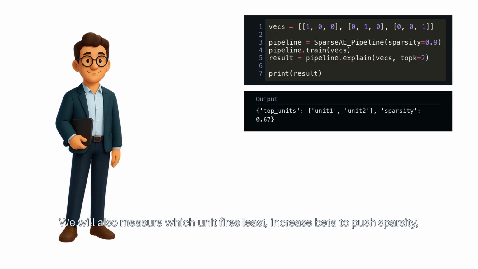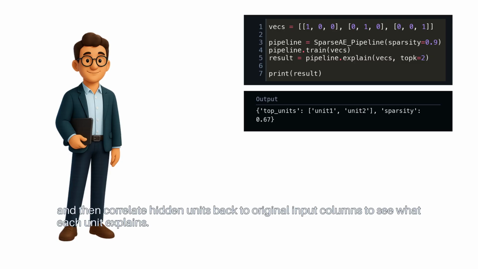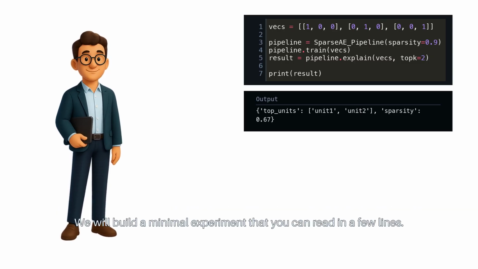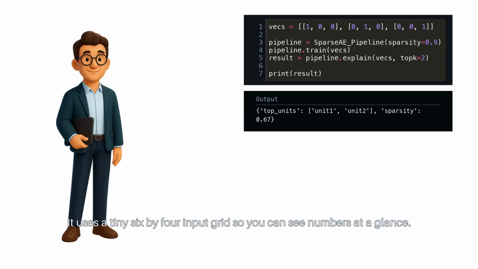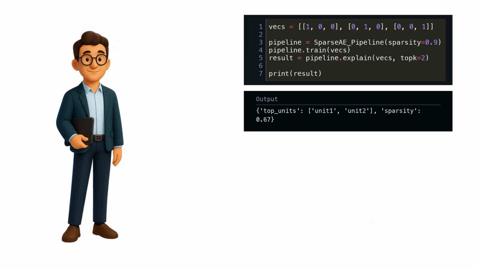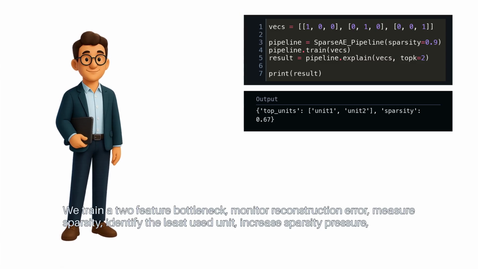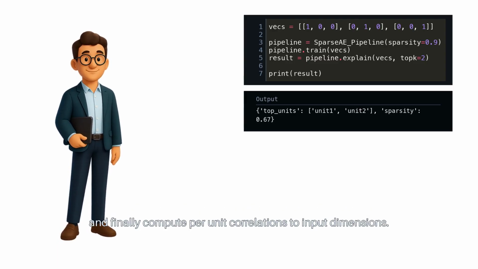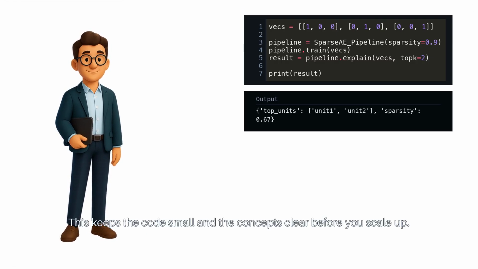Increase beta to push sparsity, and then correlate hidden units back to original input columns to see what each unit explains. We will build a minimal experiment that you can read in a few lines. It uses a tiny 6x4 input grid so you can see numbers at a glance. We train a 2-feature bottleneck, monitor reconstruction error, measure sparsity, identify the least used unit, increase sparsity pressure, and finally compute per unit correlations to input dimensions. This keeps the code small and the concepts clear before you scale up.